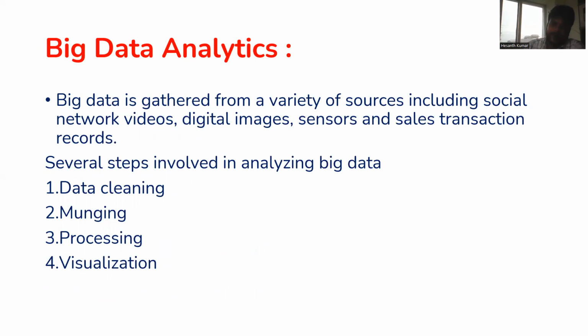For example, there are so many network videos on the internet that we can analyze using big data analytics. Digital images we can analyze. So many varieties of sensors we are using, and those can also be analyzed in big data analytics. Transaction records, for example: a single person can do multiple kinds of transactions. So imagine a city with so many people; we need to analyze all those records, and that means we are going for big data analytics.